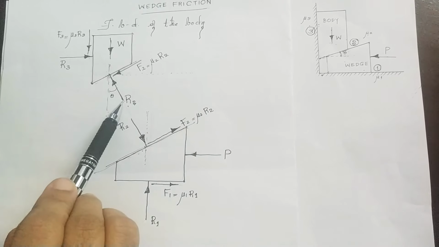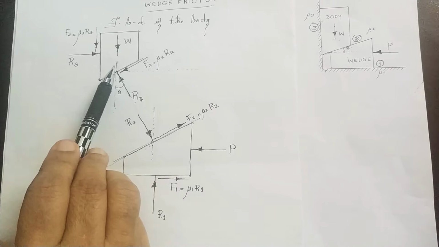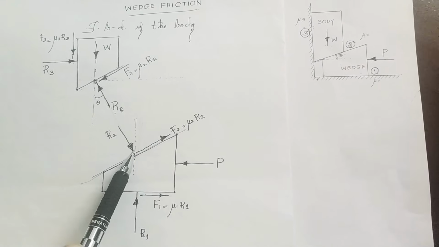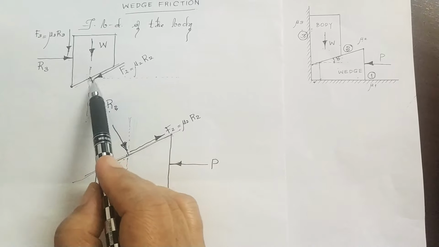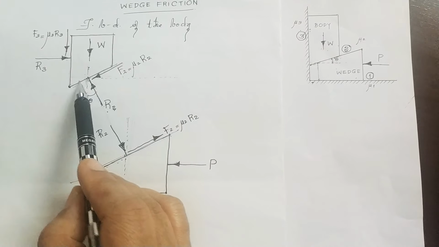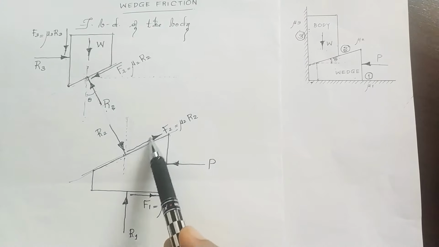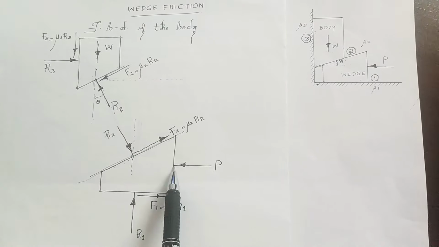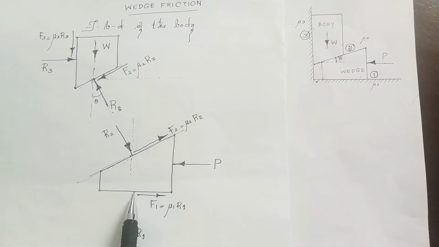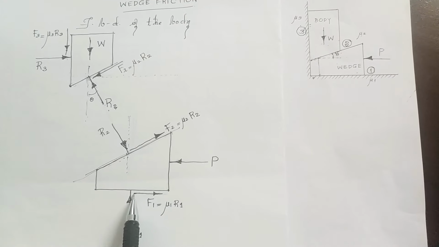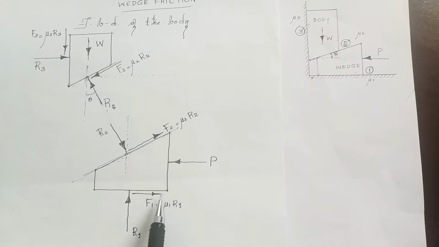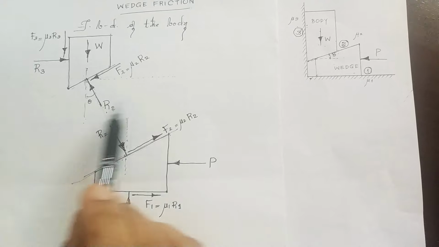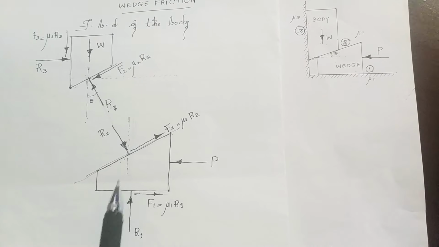So look at the figure. R2 acting in this fashion for the body, the same R2 acting along the same line of action for the wedge. F2 acting like this for the body, the same F2 acting along the plane but in the opposite direction for the wedge. And we have the horizontal force P, and we have the vertical reaction R1, and we have the friction F1 along surface 1.